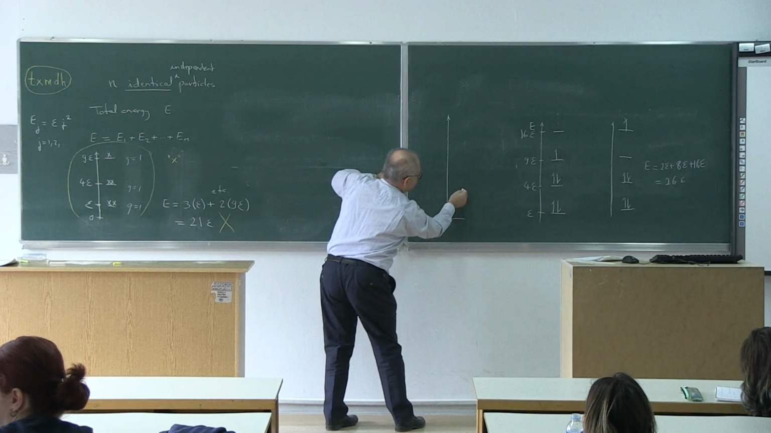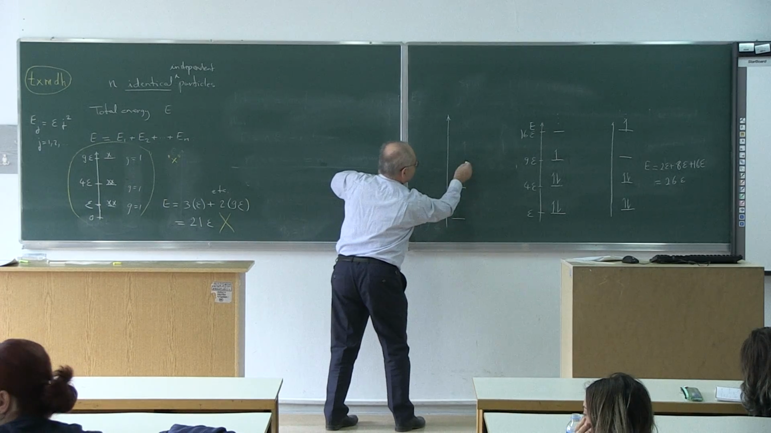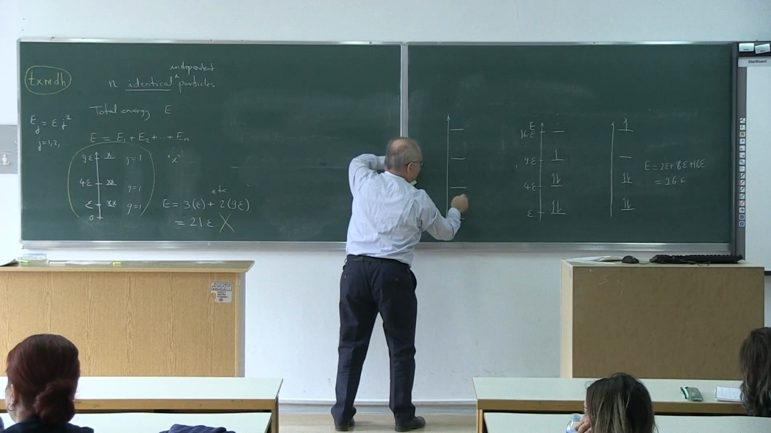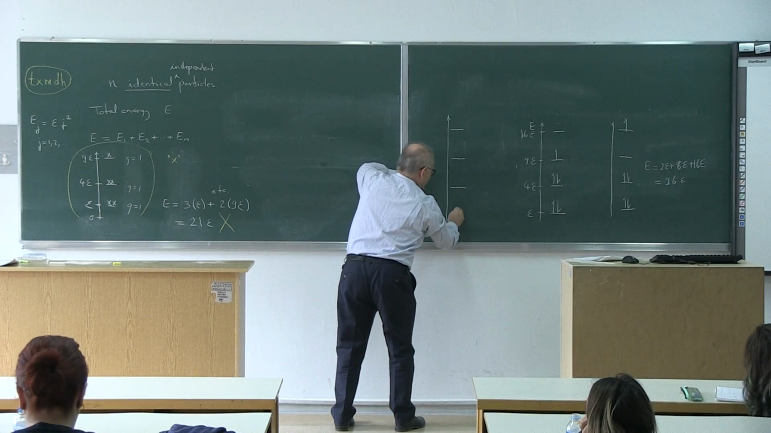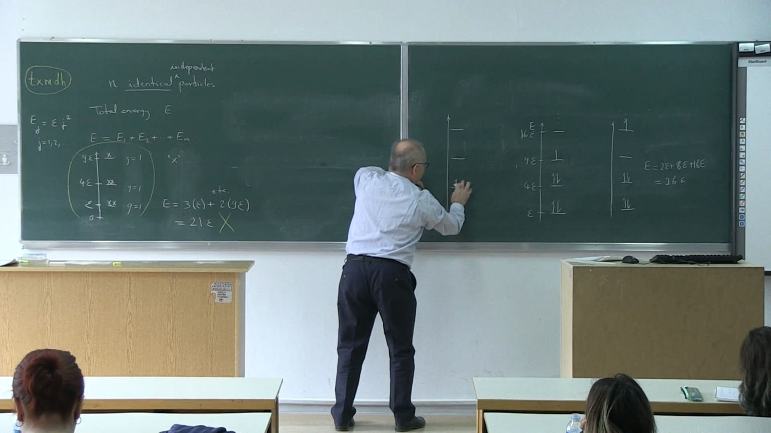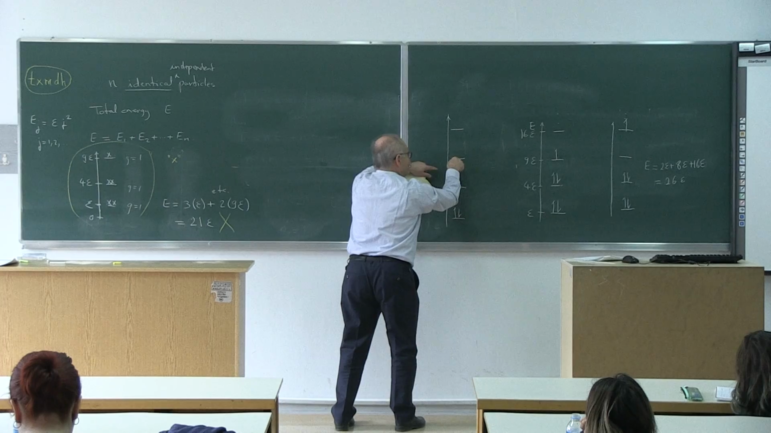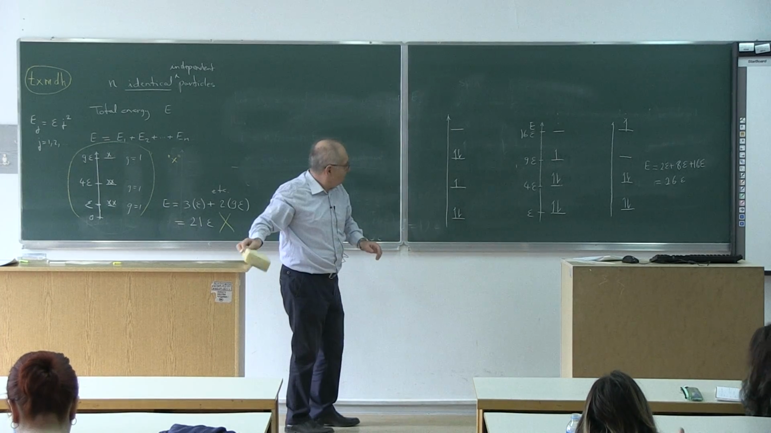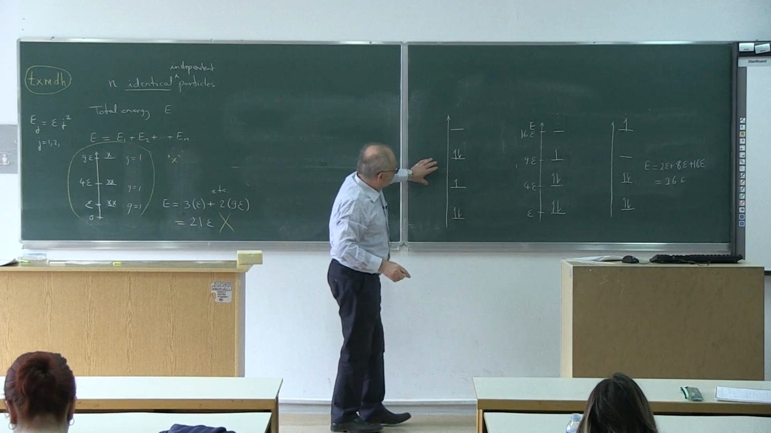Let's show them here. So excitation is from here, and we excite one of the electrons to the nearest one, like this. Now, what would be the total energy?